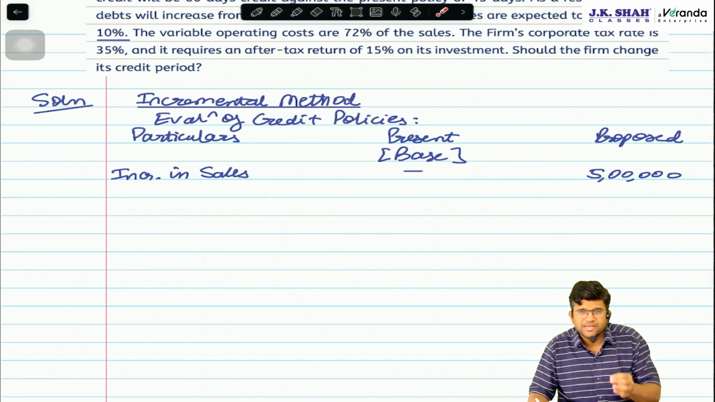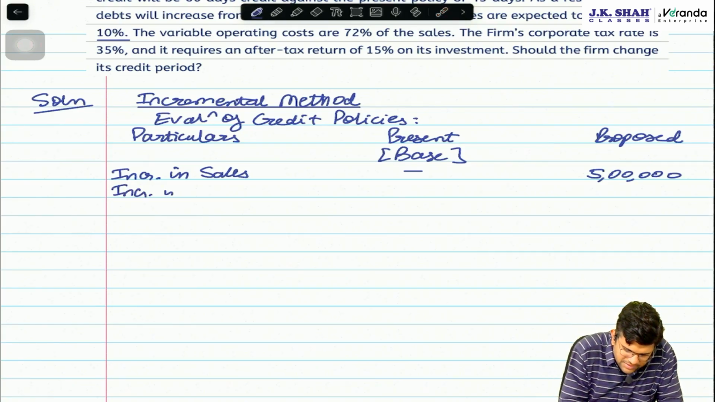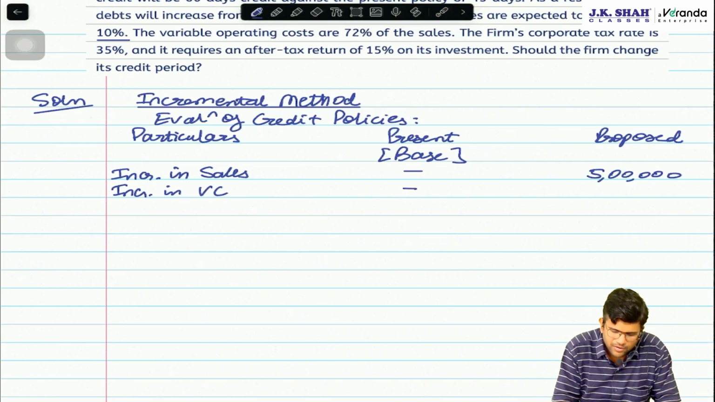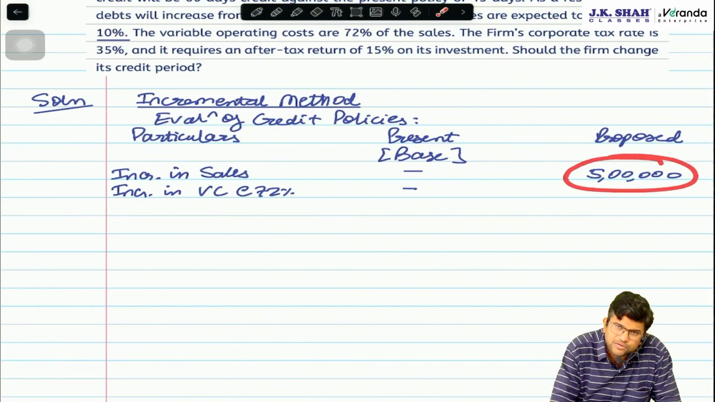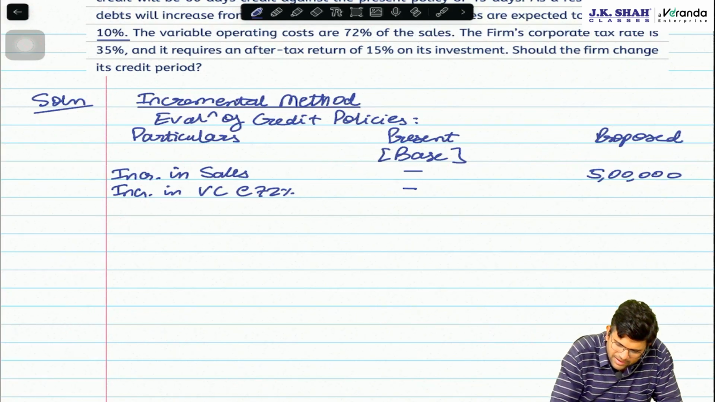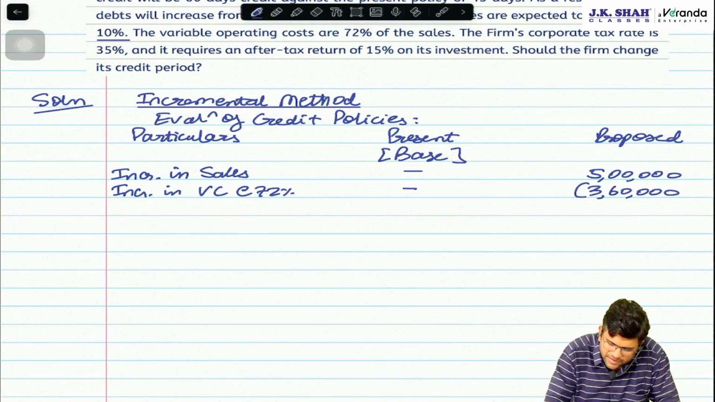Students, I hope you realize if sales have increased, variable cost will also increase. So I will write here, increase in variable cost. This will be dash. Variable cost percentage is 72%, right? So it will be 72% of this only. So this will be 5 lakh multiplied by 72%, and that comes to 3,60,000.